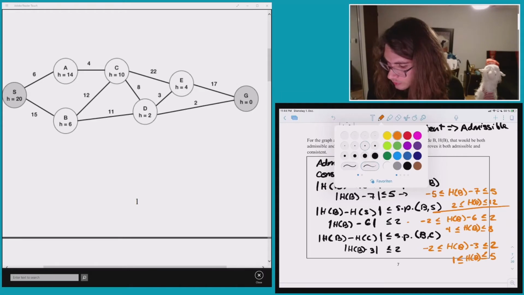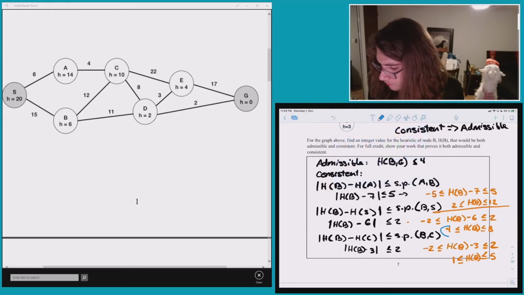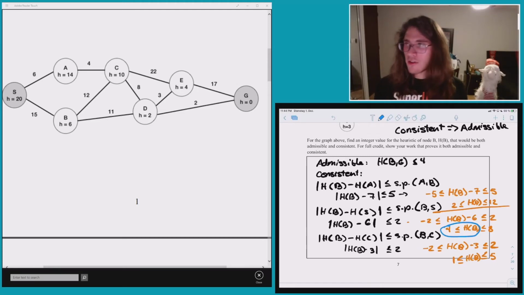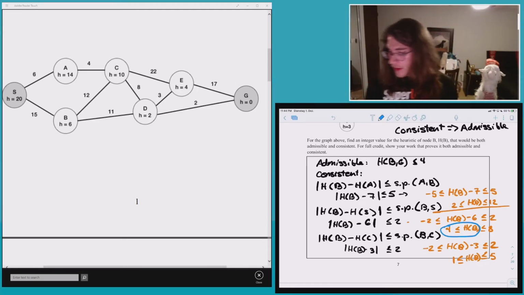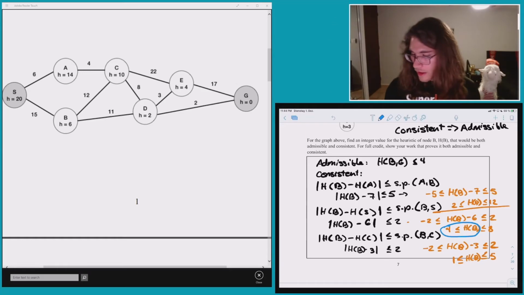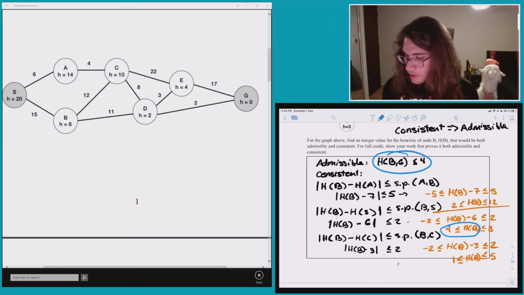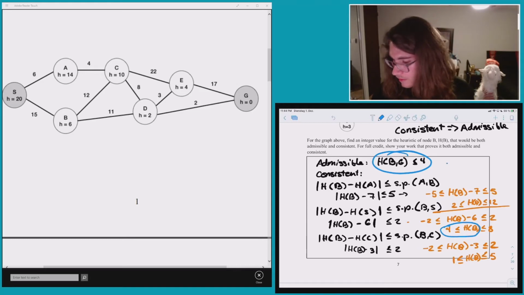I'll switch to yet another color. So 4 is the highest number that I found on the left, so I know h of b must be greater than or equal to 4, and I also know it must be less than or equal to 4, which means the heuristic from b to g is equal to 4.